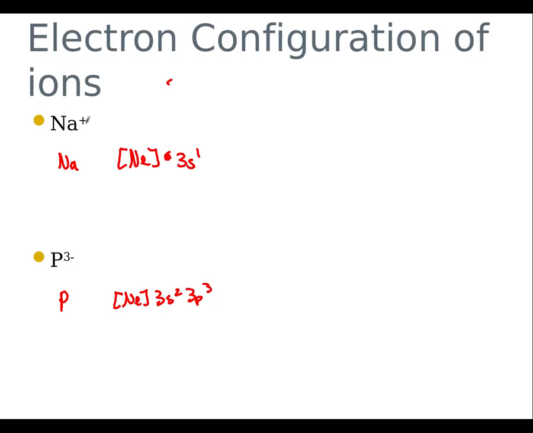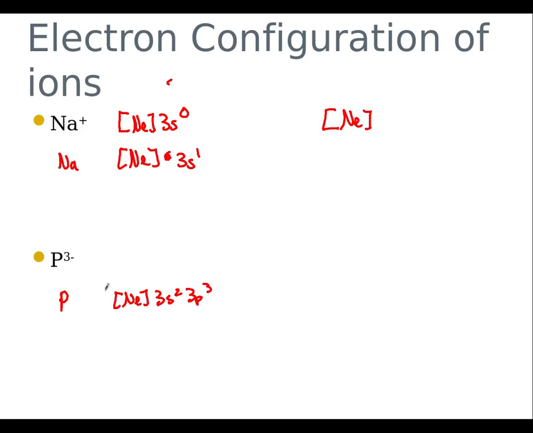This positive means we remove an electron. Now, the old way, we would see the neon and then 3s0, because they're stressing that there was an electron in the s orbital and it went away. Nowadays, what you'll typically see is just neon in brackets. But it is in brackets, and it's just that, the neon in brackets.